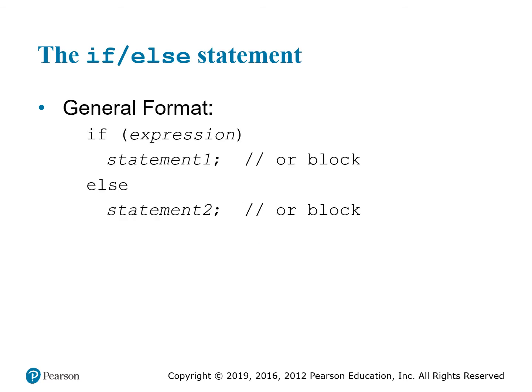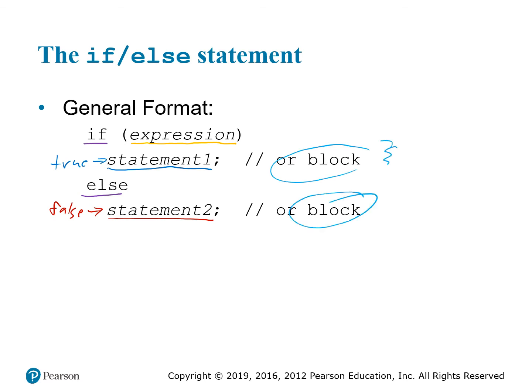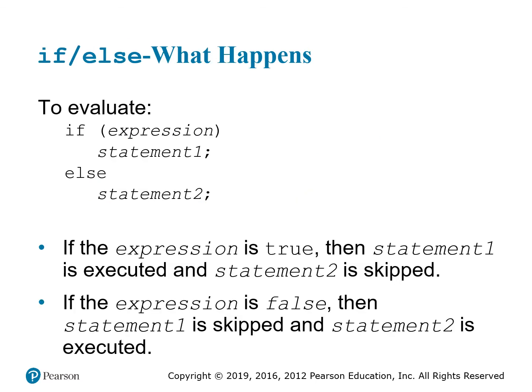The general format of this in C++ is if, expression that we want to check. Okay, statement 1 executes if the expression is true. Then we put an else statement there, and if the expression is false, then we're going to execute statement 2 instead. And they note here that you can use a block of code with your curly brackets instead of a statement in either of these places. Okay.